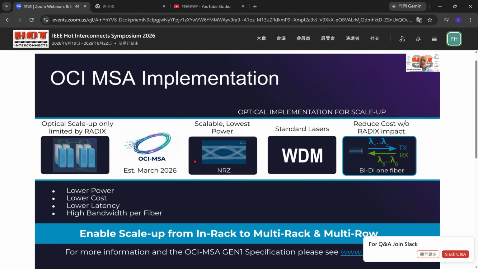We made some decisions about the technology, right? NRZ signaling instead of PAM4, WDM, so this is 4 lambda by 50 gig NRZ, and then bidirectional to reduce the fiber count. All of these things are associated with lower power, a path towards scalability, and reduced infrastructure costs associated with what is going to be a very large amount of bandwidth moving through a flat scale up.